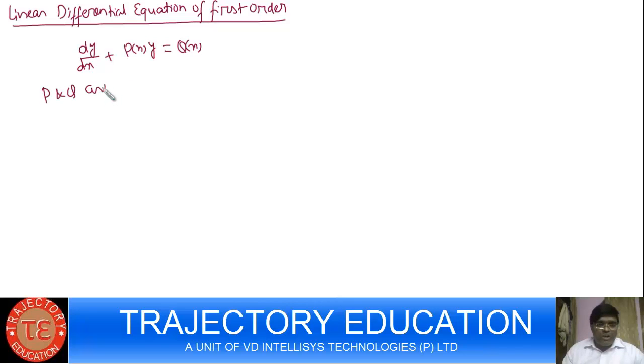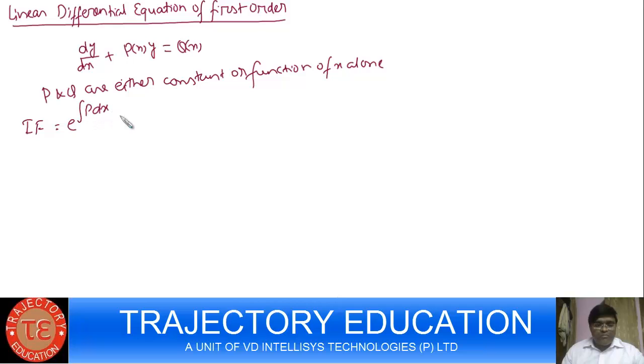Here P and Q are either constant or function of x alone. In this case, the integrating factor is taken as e to the power integral P dx, or you can say e to the power integral P(x) dx. Means if I multiply this, I'll get this differential equation can be integrated.